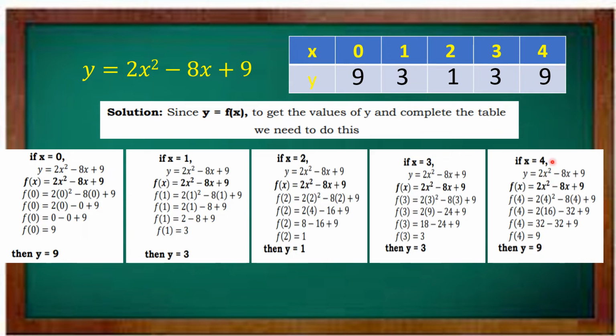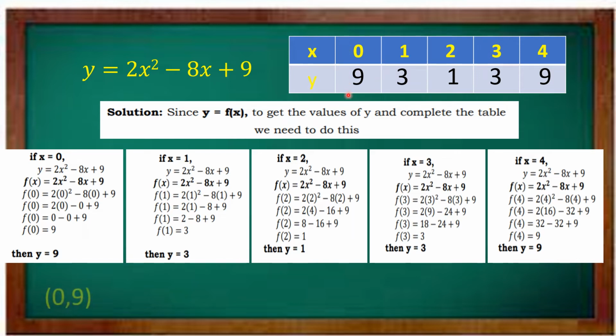Okay. So this is now our complete table of values that will represent this quadratic function. This table of values will represent 5 points. So, this is our first point, the x comma y.